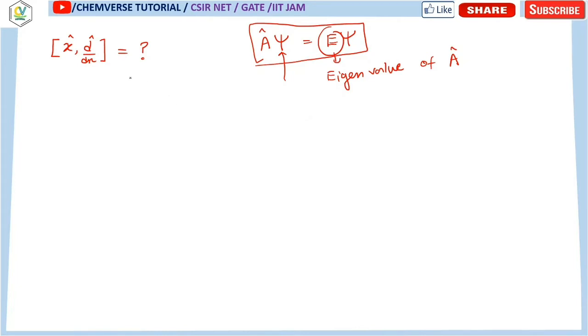Now the point is, what is the value of this commutator? If x and d/dx are two operators and we are going to find the value of the commutator, then we are just going to operate this commutator on a function. This way we can operate, and whatever expression we get, suppose we get the expression y psi, then I can say that this commutator value is nothing but this y, whatever the eigenvalue I am getting from here. That is the value of the commutator. Clear? In this way we determine this.